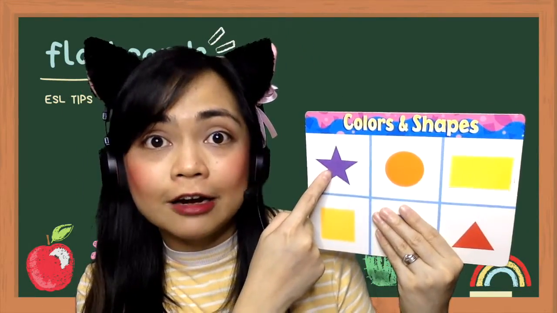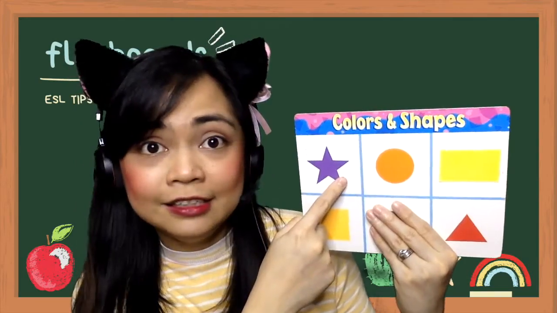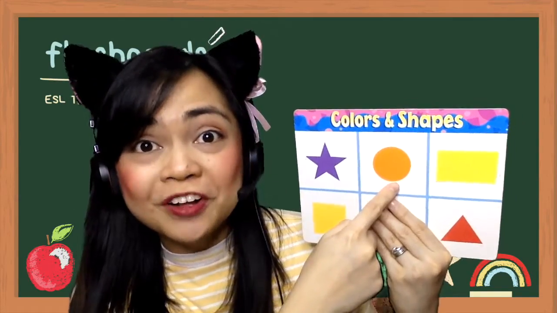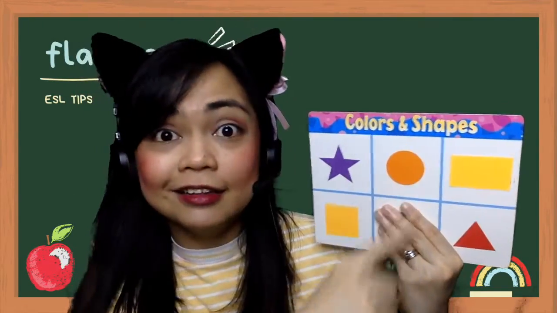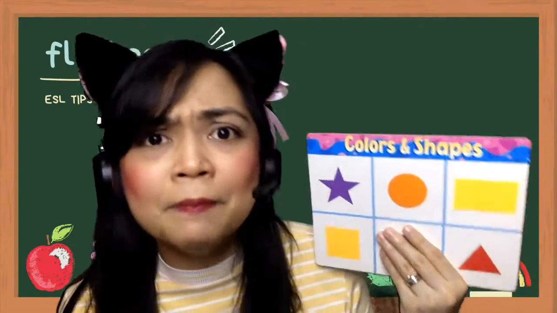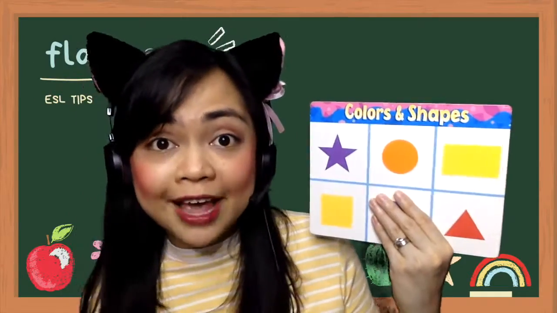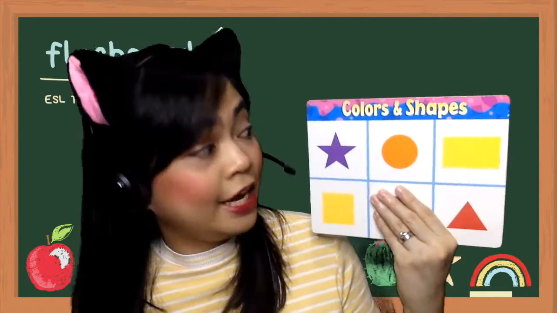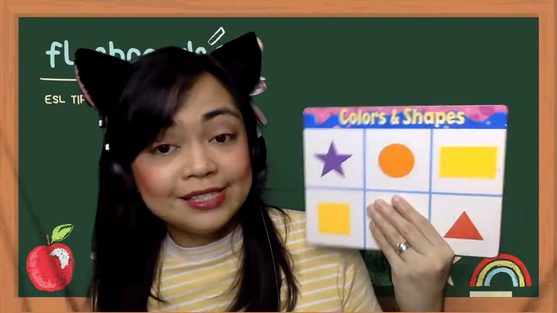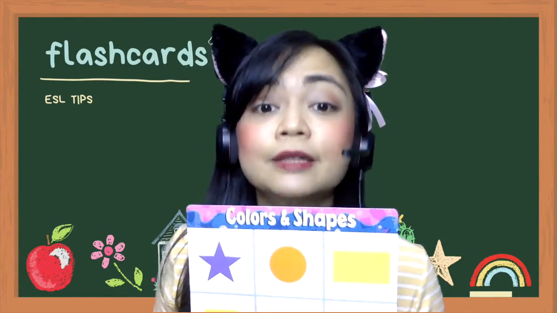This is a star. Star. Star. Circle. A circle. Can you say circle? Circle. And why not play a memory game with your students using your flashcards? You can even cover any of these shapes and ask them to remember what they see. Let's say you're going to ask them to read these shapes.